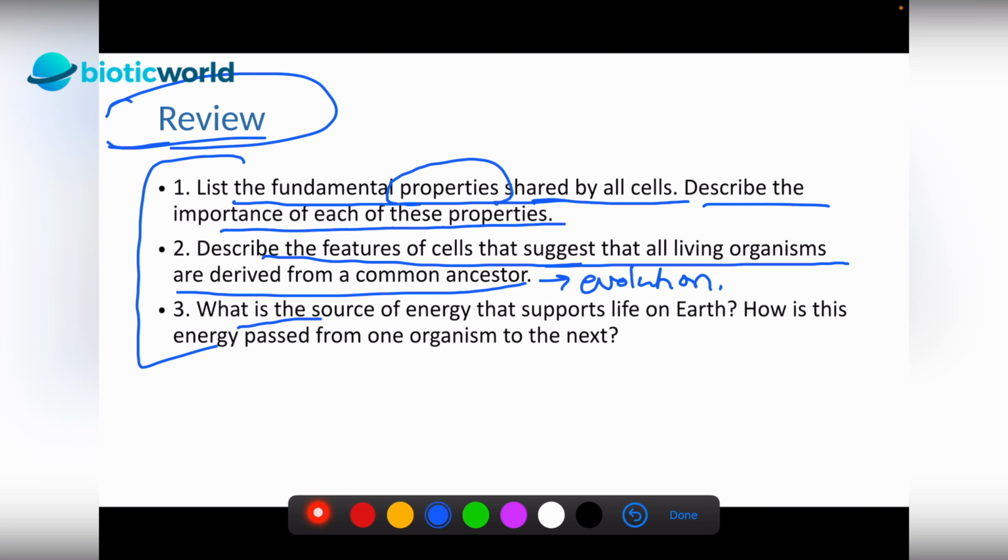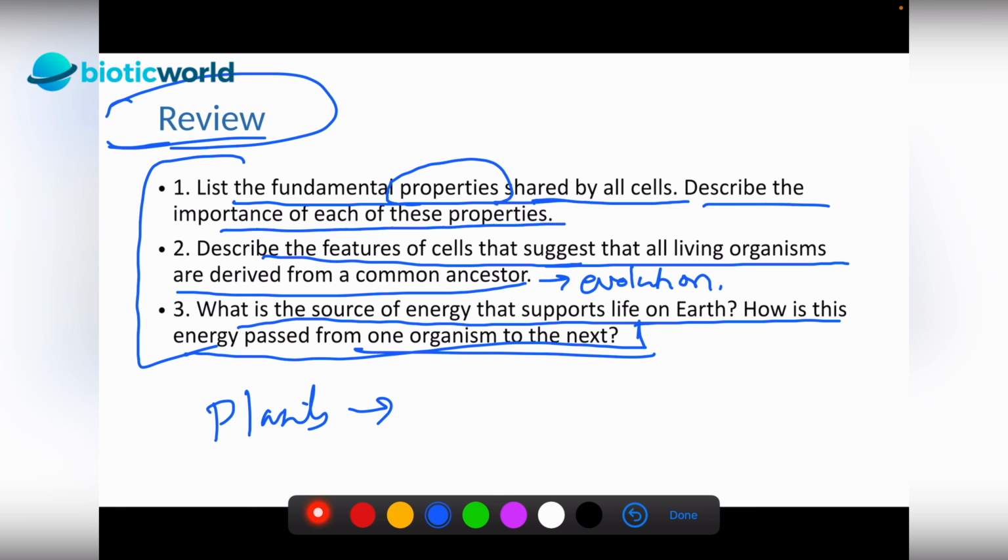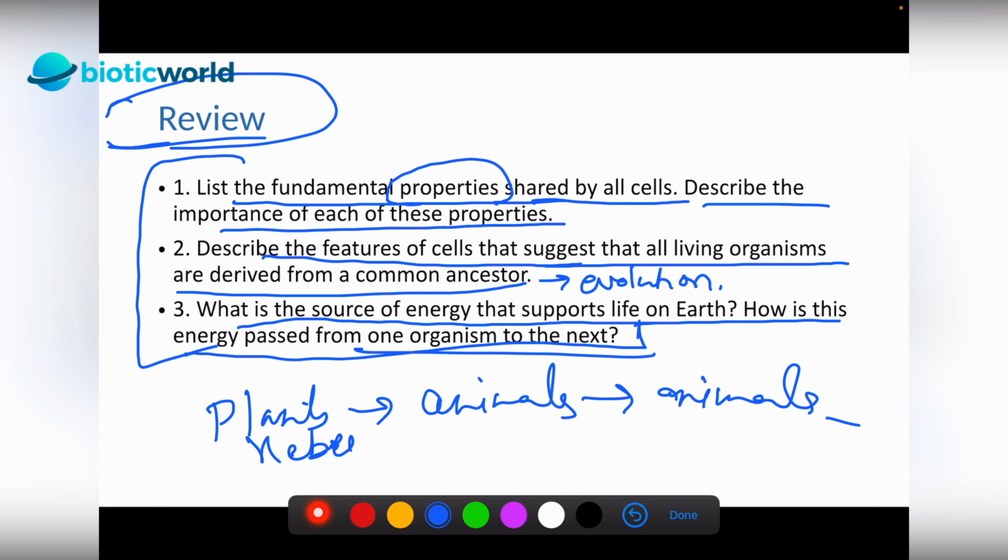What is the source of energy that supports life on Earth? How is this energy passed from one generation to another? From plants to one organism to the next organism. Plants to animals, animals to the higher animals. This refers to the herbivores, and the carnivores, right? This depends on the food basis, right?